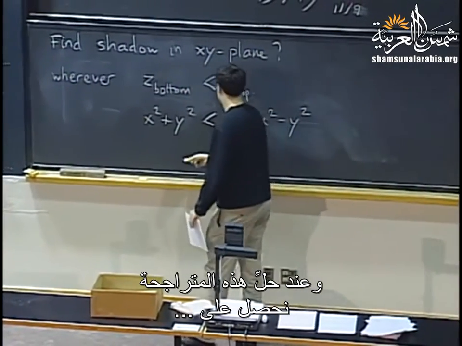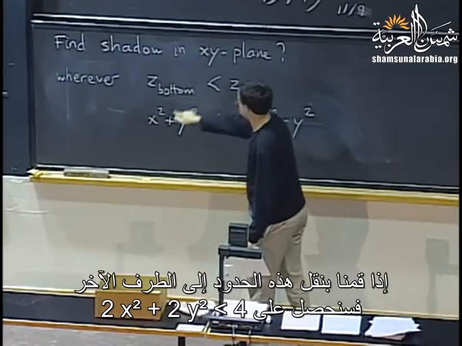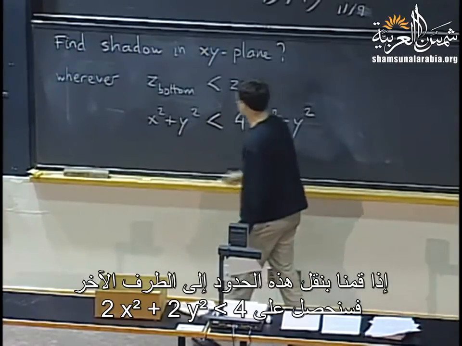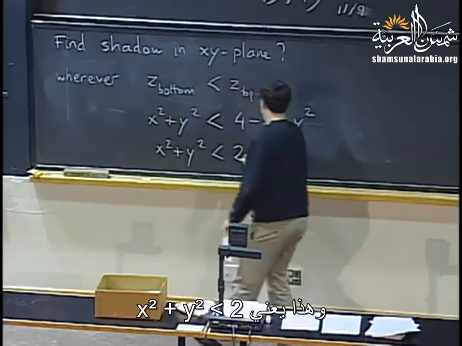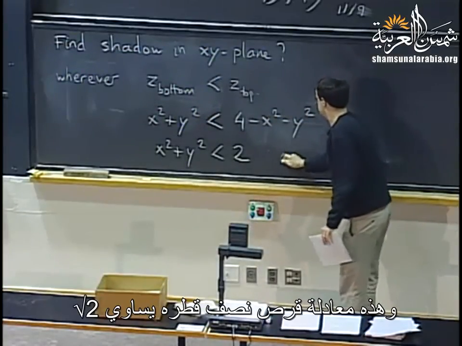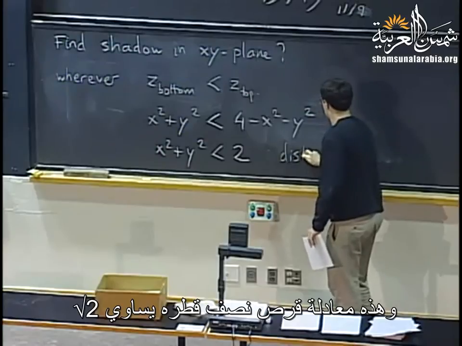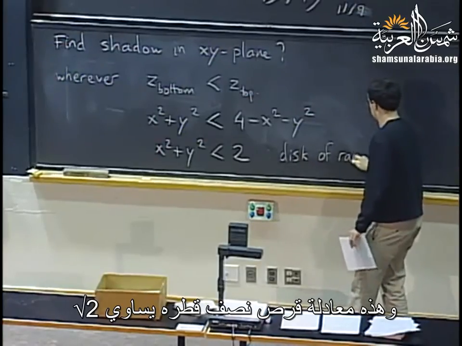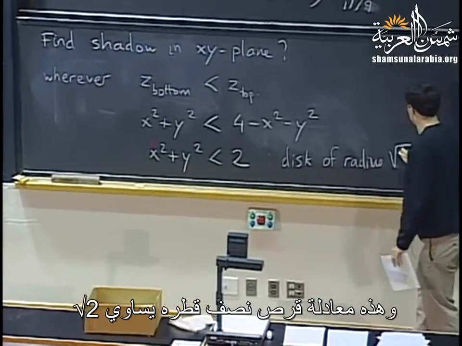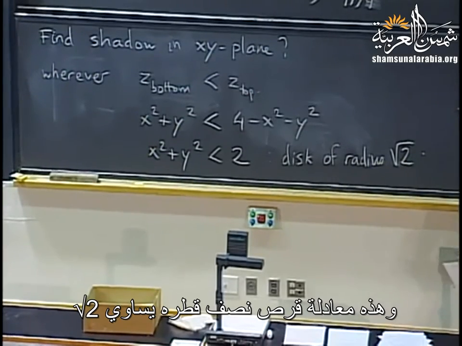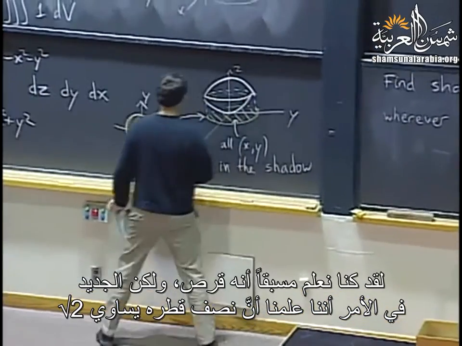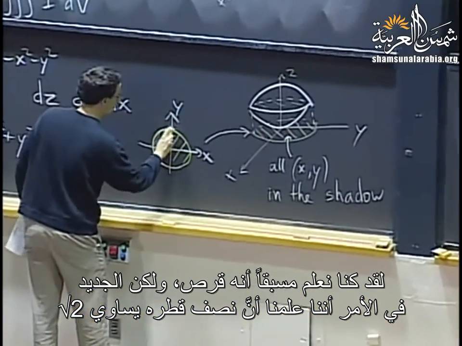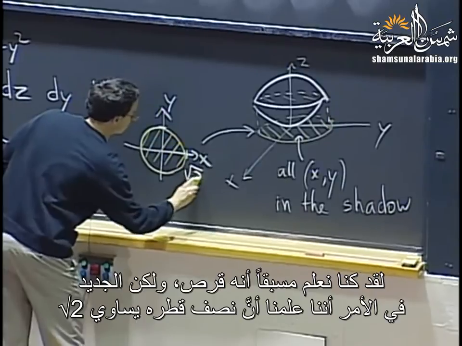then let's move these guys over here. You'll get 2x squared plus 2y squared less than 4. That becomes x squared plus y squared less than 2. So that means that's a disk of radius square root of 2. We kind of knew in advance it was going to be a disk, but what we've learned now is that this radius is square root of 2.